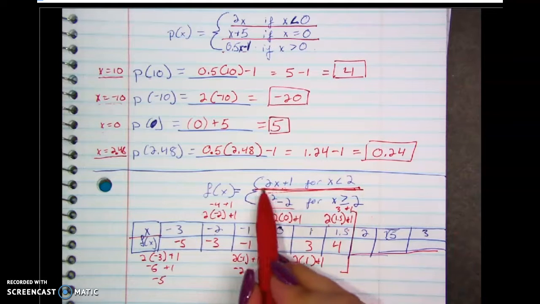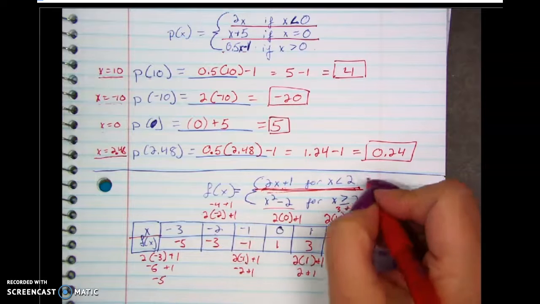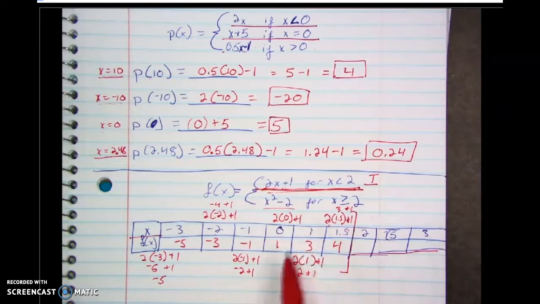Now I can already tell that this is increasing because it has a positive slope. But I can also look here and say, okay, when my x's are getting bigger, my y's are getting bigger. So that's increasing. Cool.